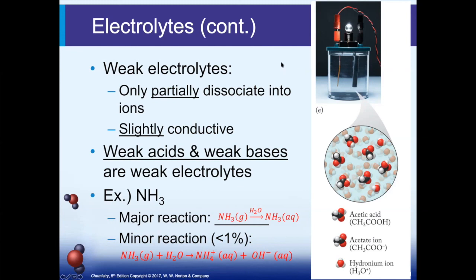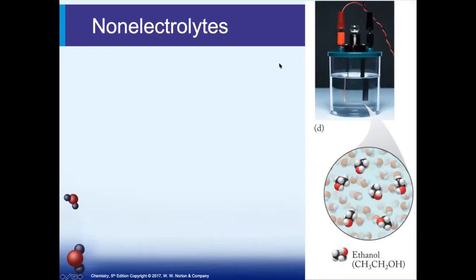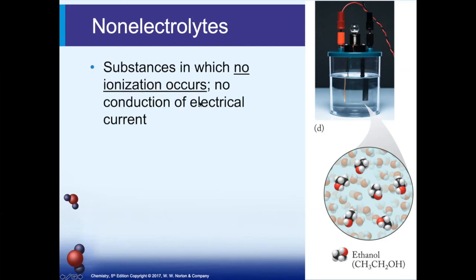So we have strong electrolytes, we have weak electrolytes, but we also have non-electrolytes. These are things that do dissolve in water, but they don't form any ions. In this case, I have an ethanol solution. Some ethyl alcohol is dissolved in this water, but it doesn't conduct electrons, doesn't complete the circuit, so I don't get the light bulb to illuminate at all. An example of that would be ethanol, CH3CH2OH. These are substances in which no ionization occurs, so there's no conduction of electrical current.